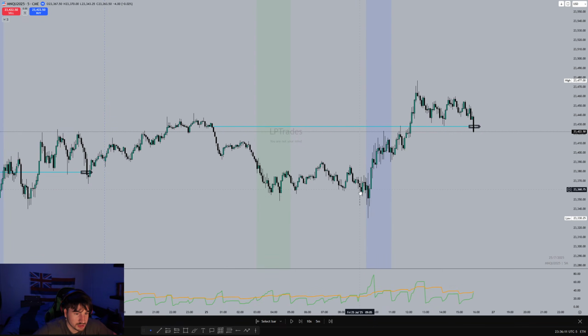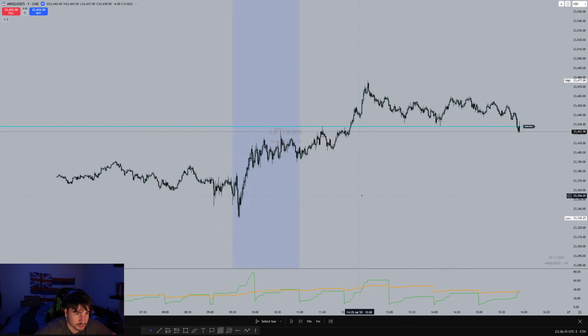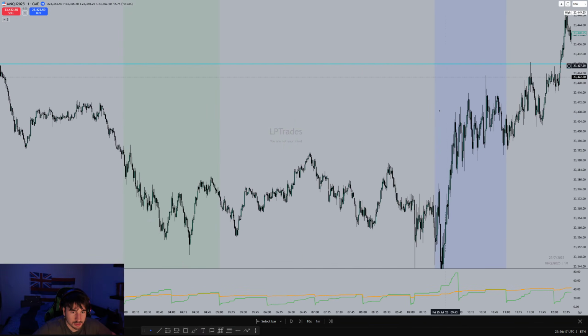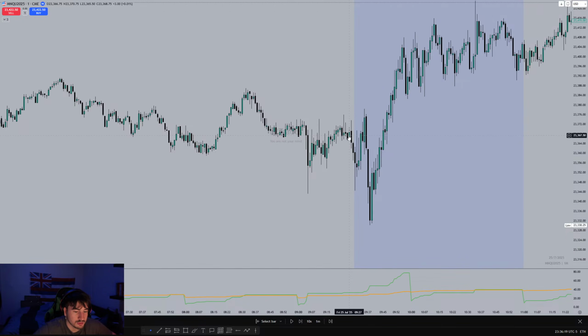Anyways, here we manipulate 9 AM. I think this is going to lose. Let's see. Because at 9:20, no, it wouldn't, because at 9:25 we don't get a change in state of delivery. We do here. So we get this range. We close above the range. We go long right here.